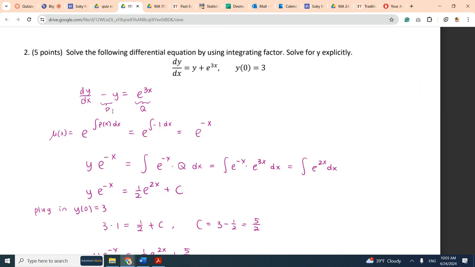We have the p is the coefficient of y on the left hand side. It also includes a sign. So in this case, it's negative 1. So our integrating factor is e to the integral of negative 1, which is e to the negative x. And then your formula, you use y multiplied by the integrating factor equals the integral of the integrating factor times q.